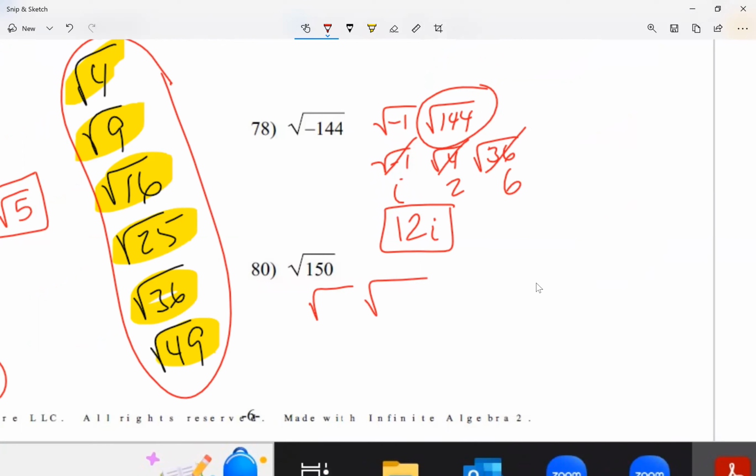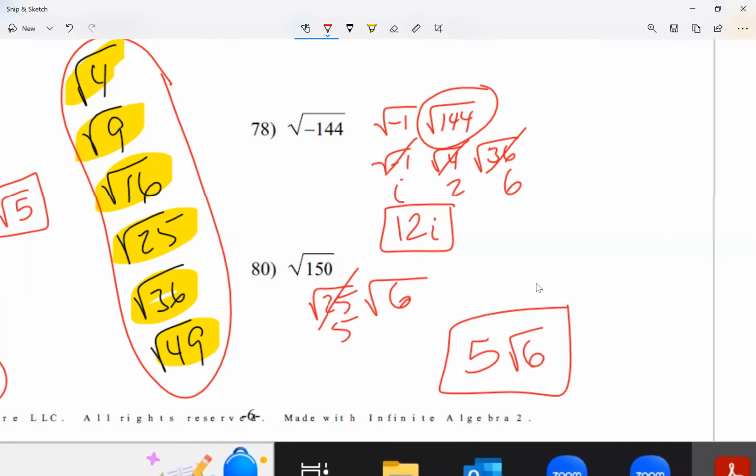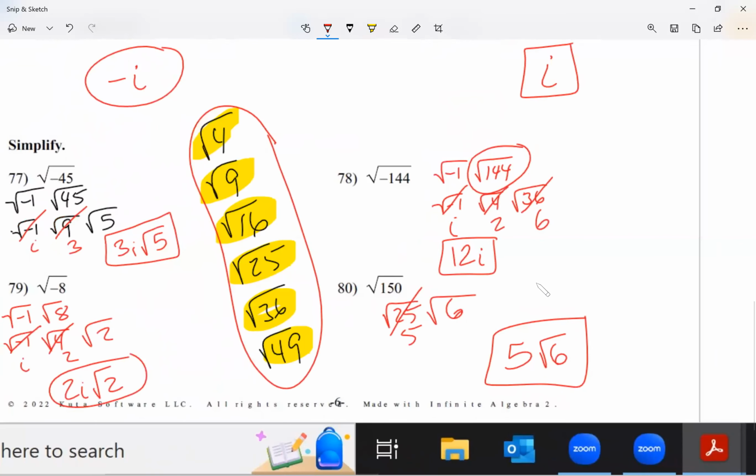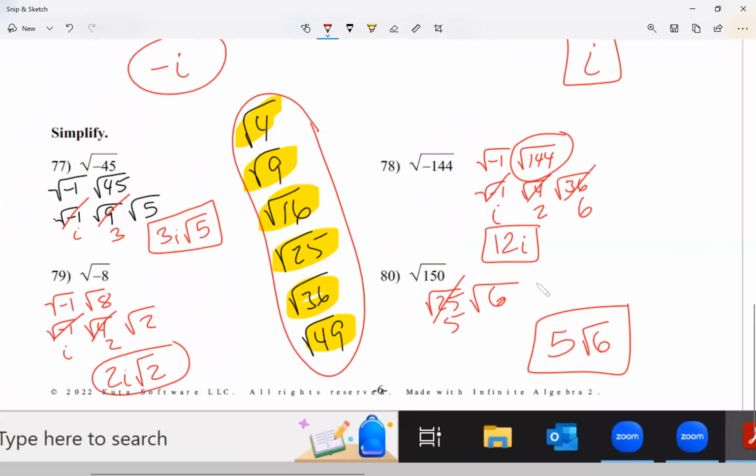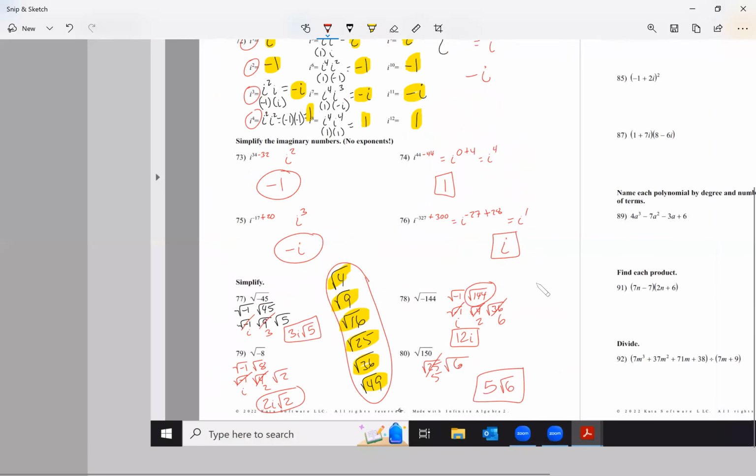Instead, I'm going to think 25 times 6. Because the square root of 25 does come from the list. All right, the square root of 25 I know is 5. So my answer will be 5 radical 6. I don't have an i this time because I didn't have a negative inside the radical. So now you guys just learned how to deal with square roots of negatives. Let me zoom out so you guys understand this real quick.